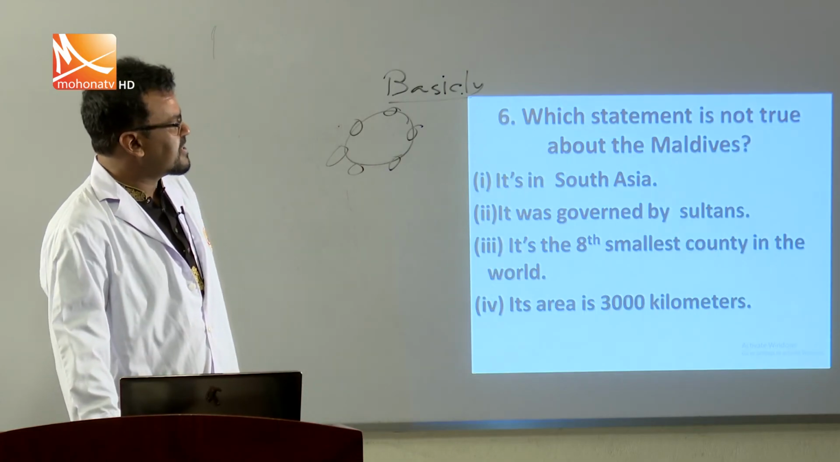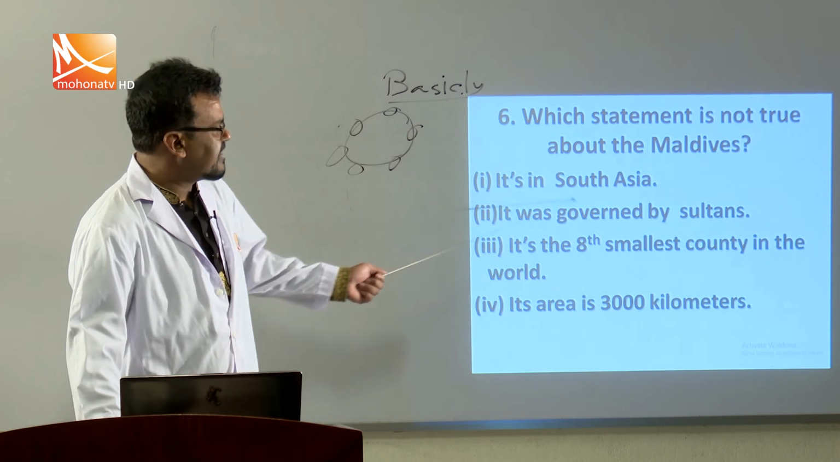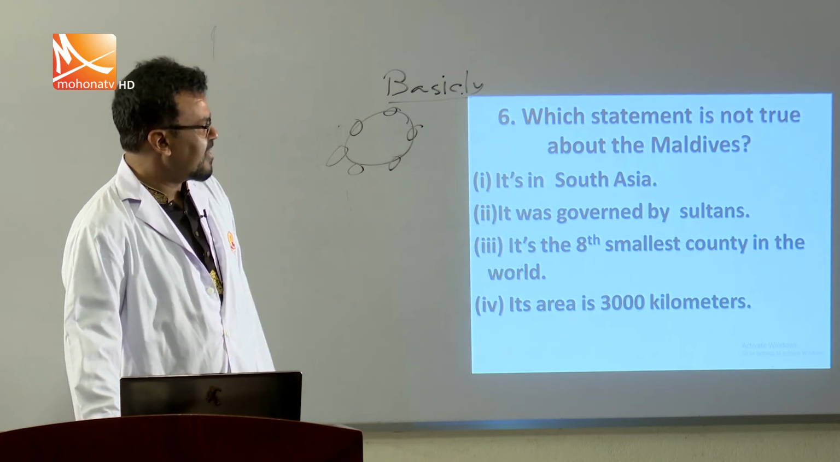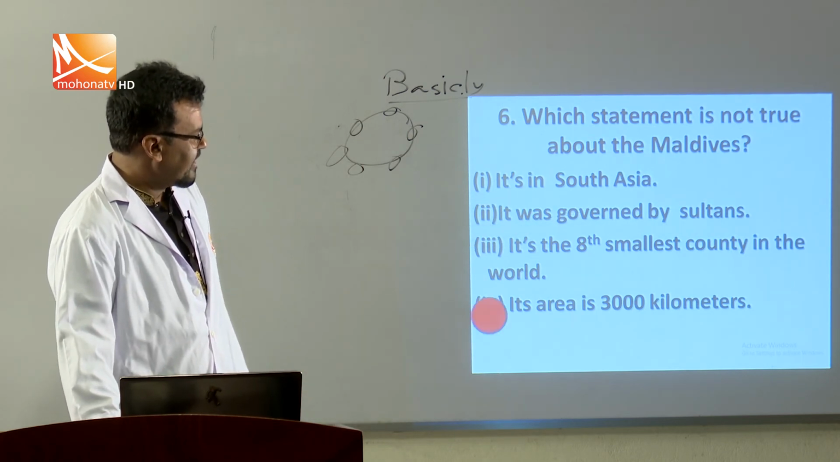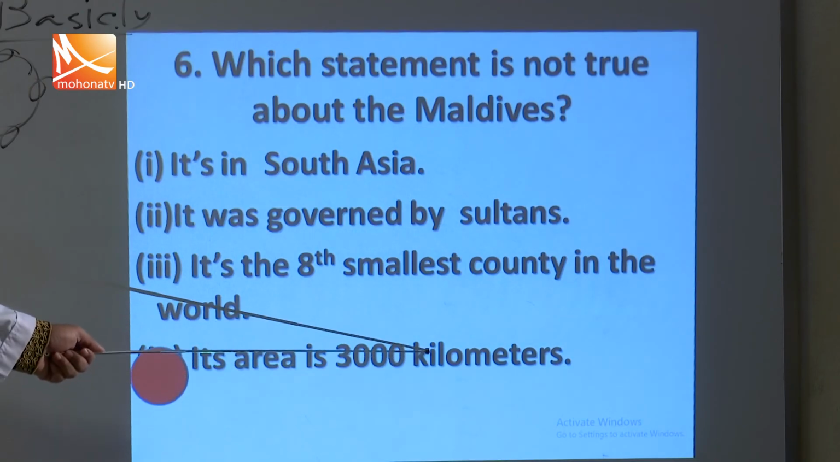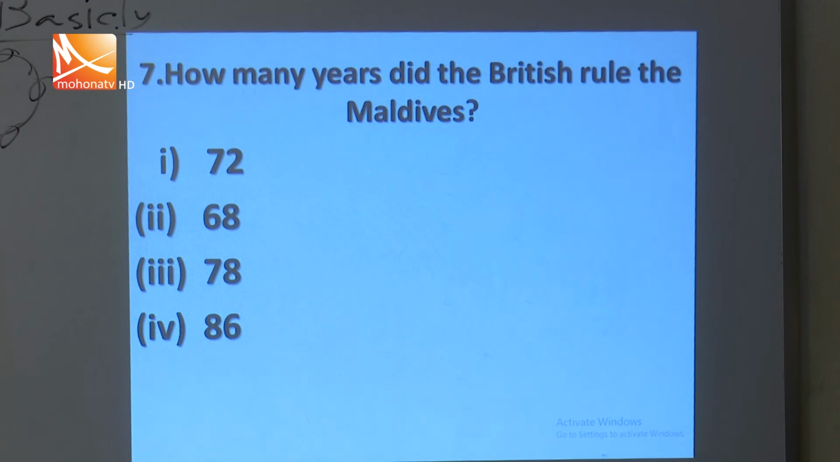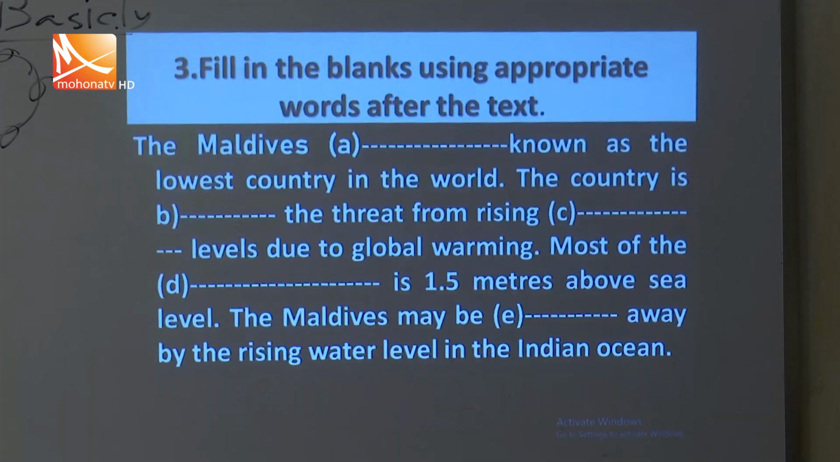Now number 6, which statement is not true? Let us see the answer. Which statement is not true? It's in South Asia. It was governed by Sultan. Let us see. Yeah, its area 3000 kilometers. No, it is only 300 square kilometers. How many years did British rule the Maldives? Let us see. It is 78 years.